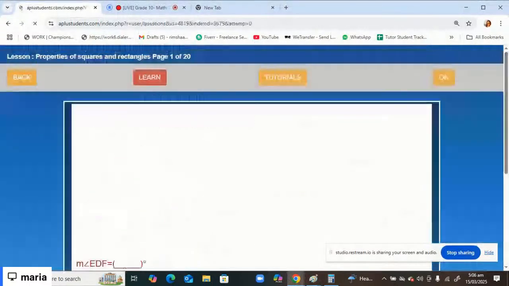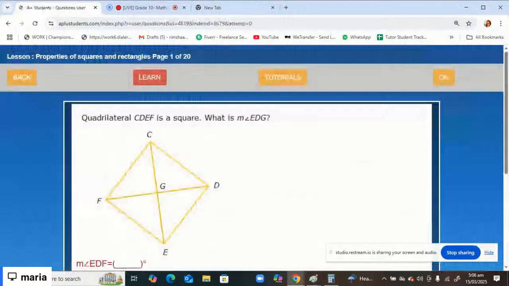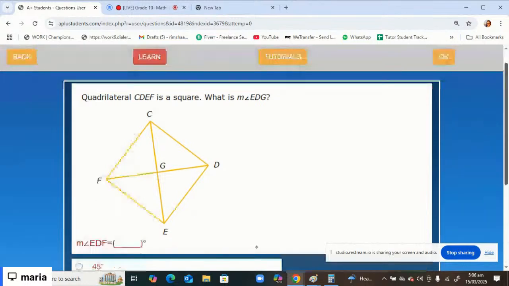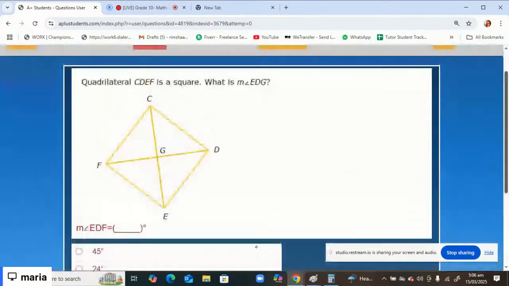Now here are some test questions. Let's discuss one. Quadrilateral C, D, E, and F is a square. What is the measure of angle E, D, and G? We are going to find out this E, D, and G. So how can we find it out? Let's do it.